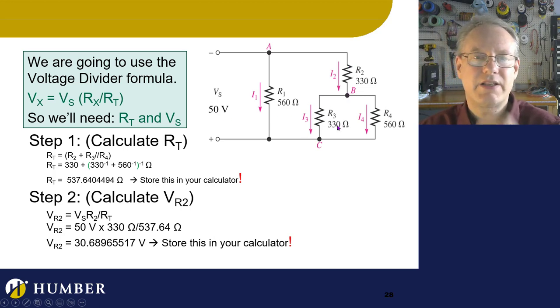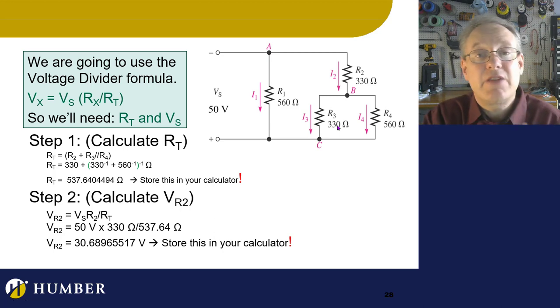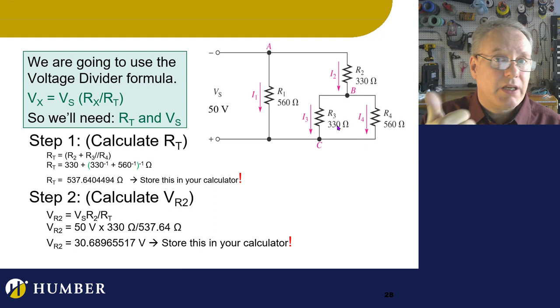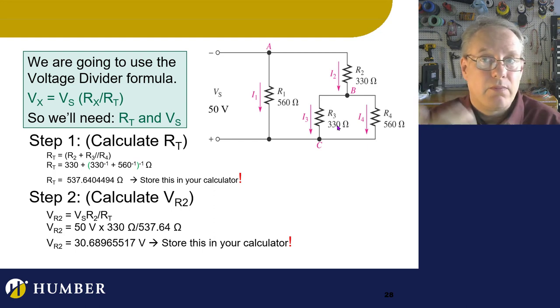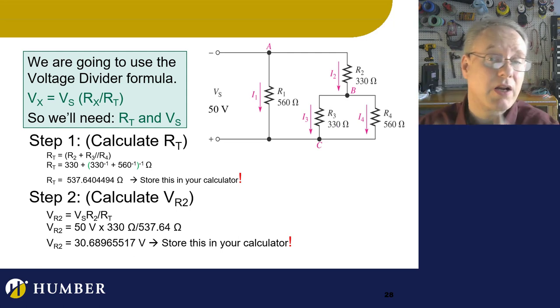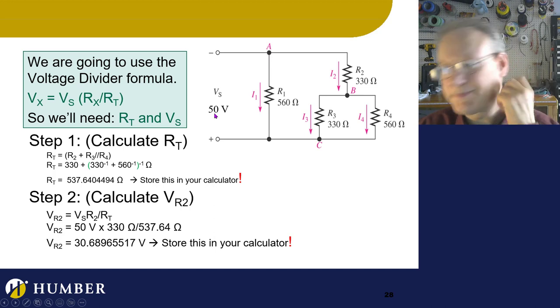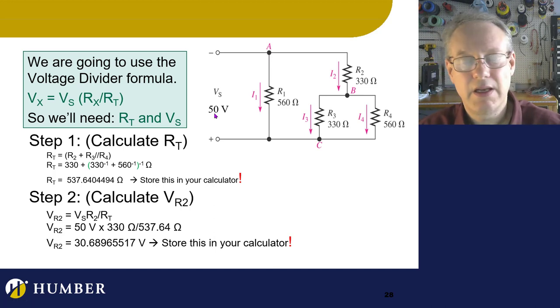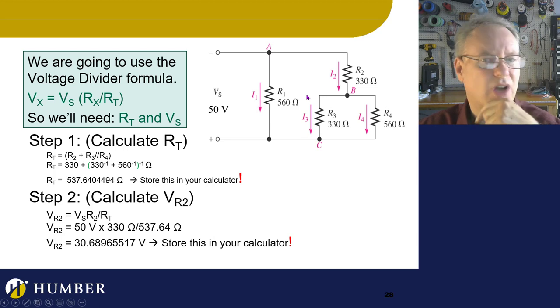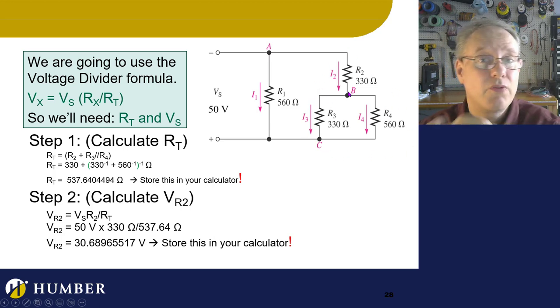So what I need to do is establish how I can apply the voltage divider formula. Specifically, what's RT? What's VS? And just like we did before with the current divider formula, we have to unpack that part of the circuit. For this part of the circuit, VS is actually VS. I will show you a different example where VS isn't VS, but in this case it is. Now, what's RT? Well, RT is the total resistance here of the resistors that are dividing the voltage.